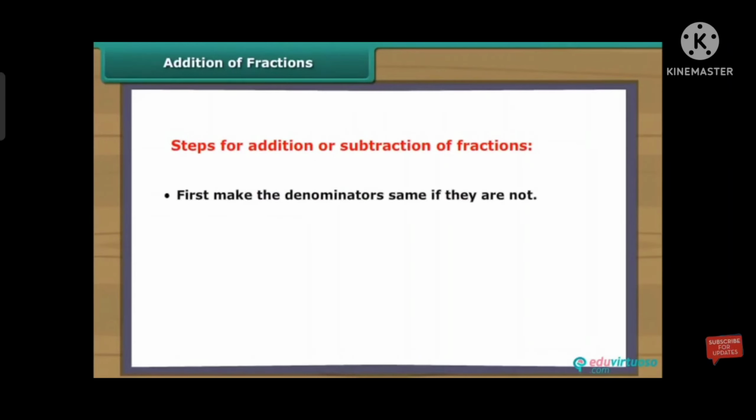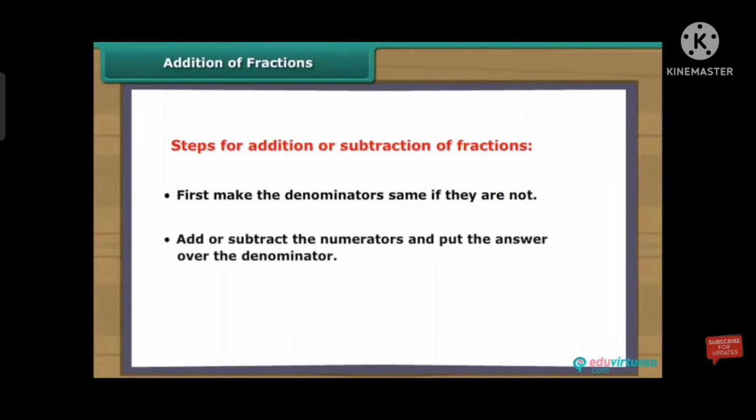Addition of fractions. There are 3 simple steps to add or subtract fractions. First, make the denominators same if they're not. Add or subtract the numerators and put the answer over the denominator. Simplify the fractions if needed. Let us understand it with the help of few examples.